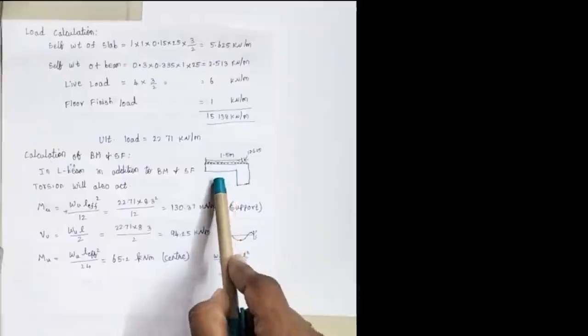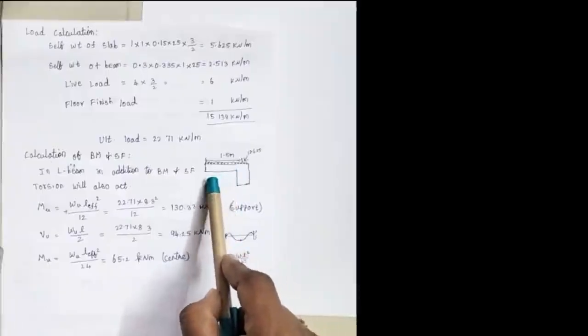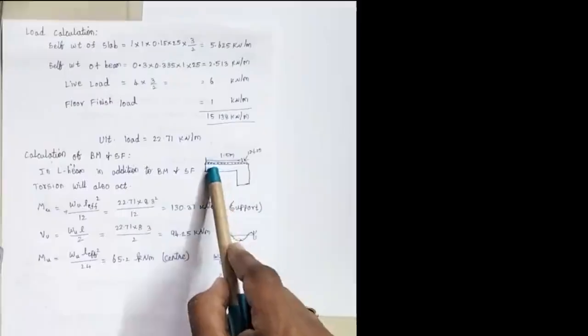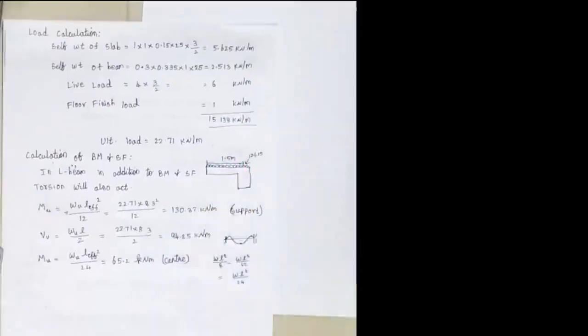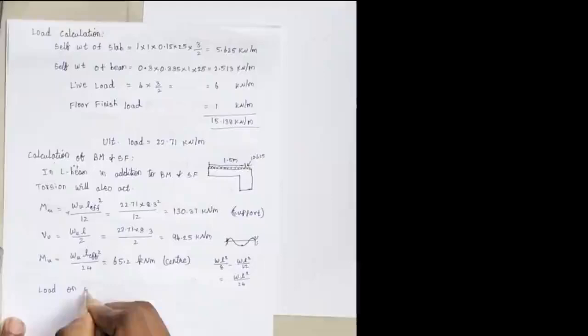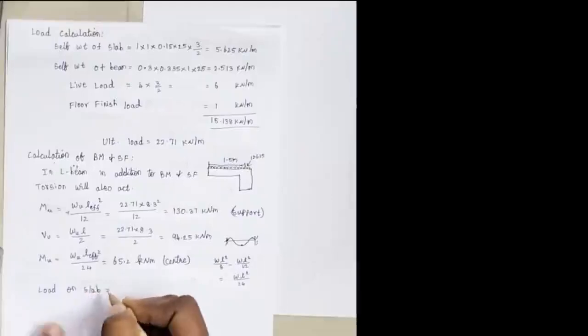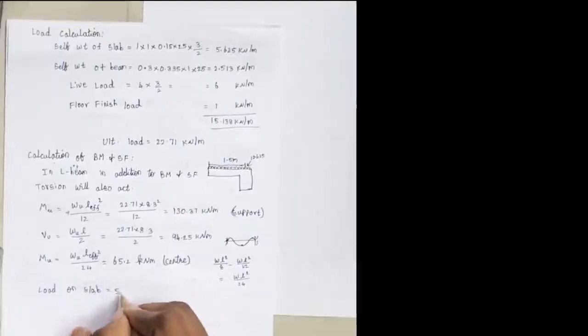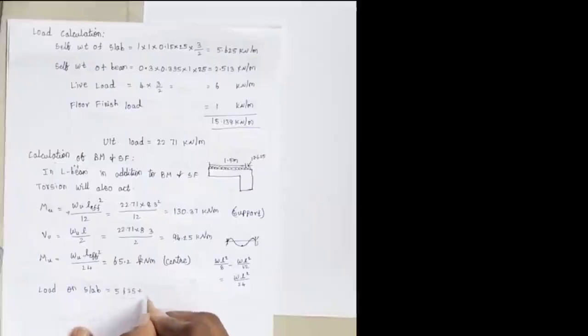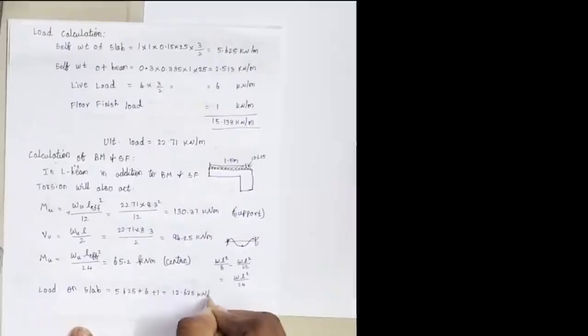If you see here, this beam has only a slab on the left side. We need to consider the load acting on the slab alone, that is the load on slab. So I need to include the self weight of the slab, that is 5.625, plus the live load acting on the structure, 6, and floor finish. So the total value will be 12.625 kilonewton per meter, which is the load acting on my beam.